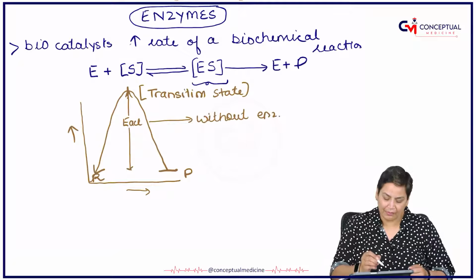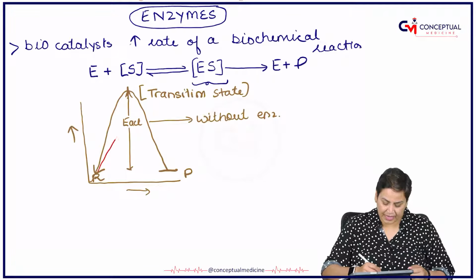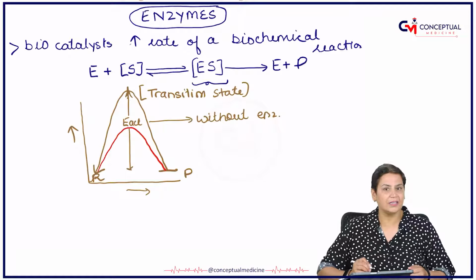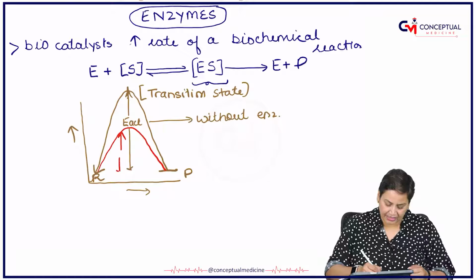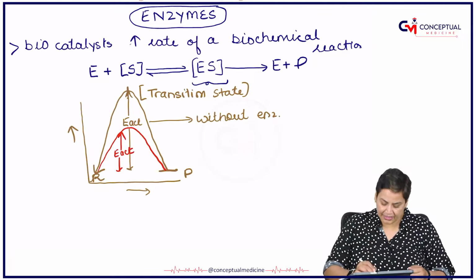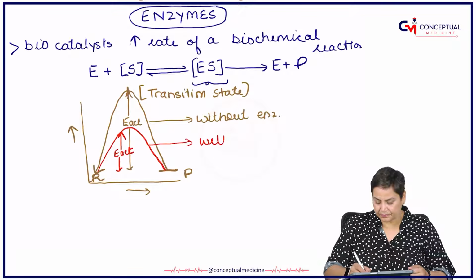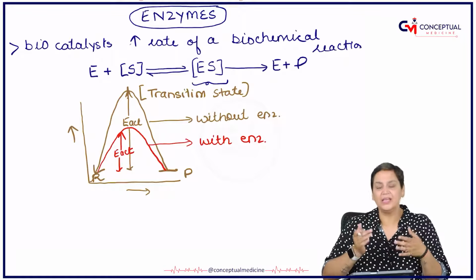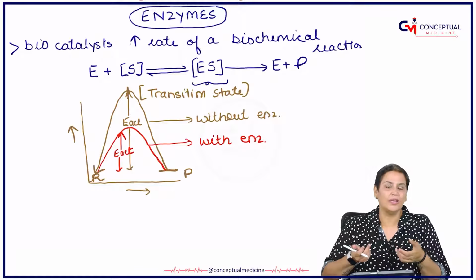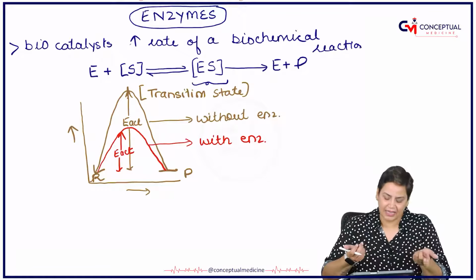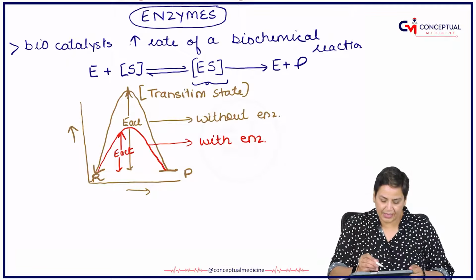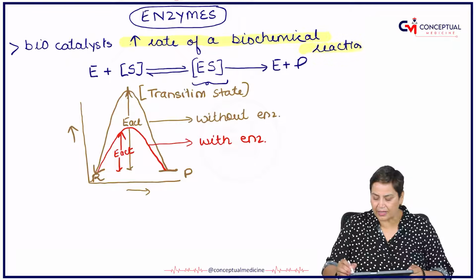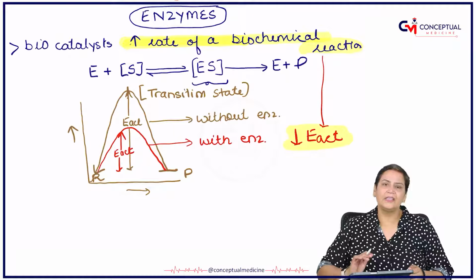Now, if we put an enzyme, what will happen? Simple concept. In the presence of an enzyme, the reaction will take place like this, and this red color is with enzyme. So we can say that the activation energy is decreased. You can see the difference between these two reactions. Without an enzyme, the activation energy is more. In the presence of an enzyme, the activation energy is decreased, and that is the function of an enzyme: it increases the rate of a biochemical reaction. How? By lowering the activation energy. Very, very important.